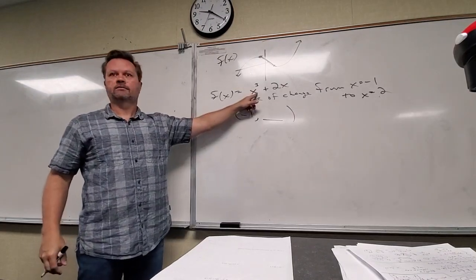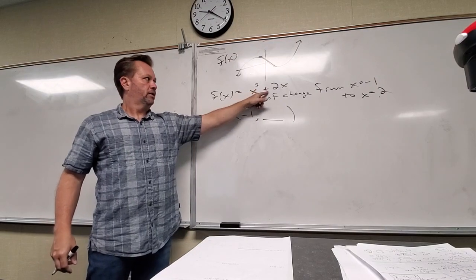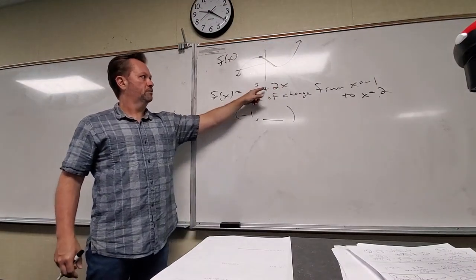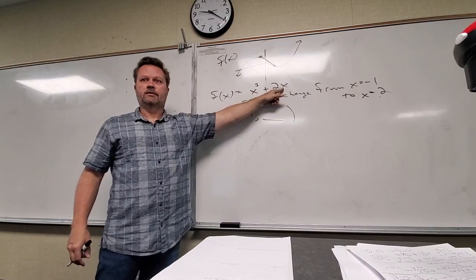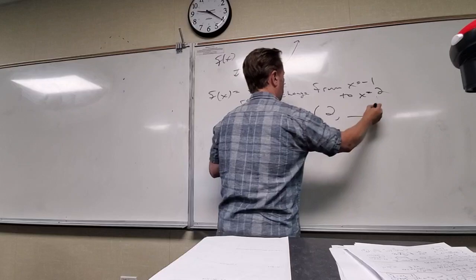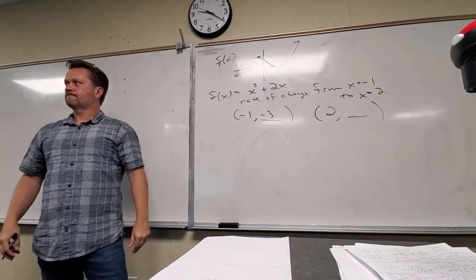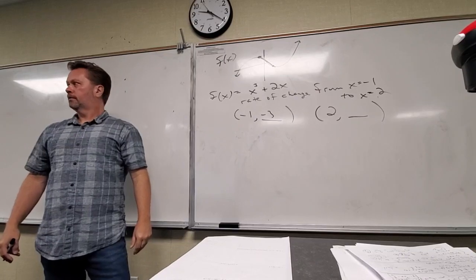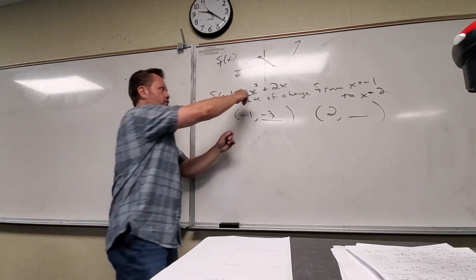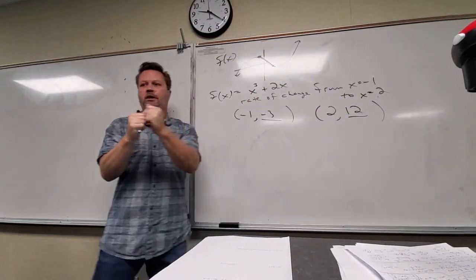Plug it in. So -1 cubed is -1, plus 2 times -1. -1 plus -2, -3. All right, what about for an input of 2, what's the output? 12. 2 cubed is 8, plus 2 times 2, 4, 8 plus 4, 12. All right, let me stop for a minute.